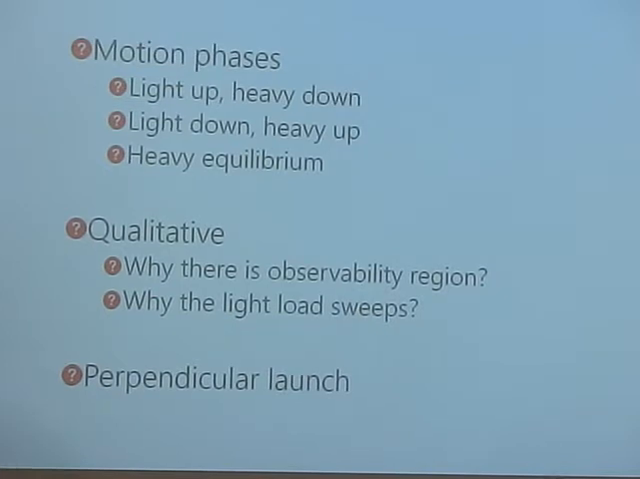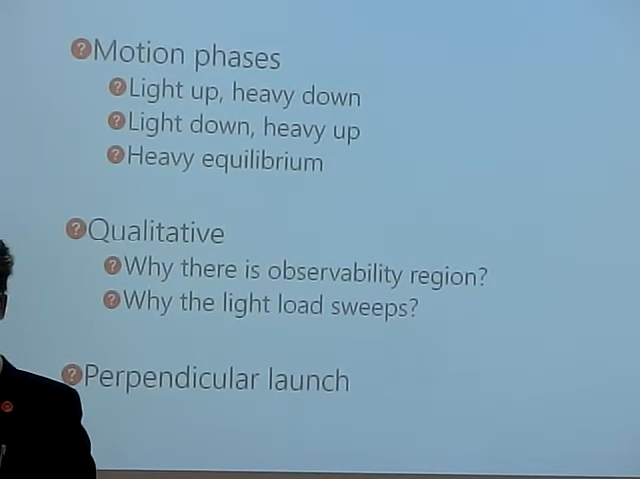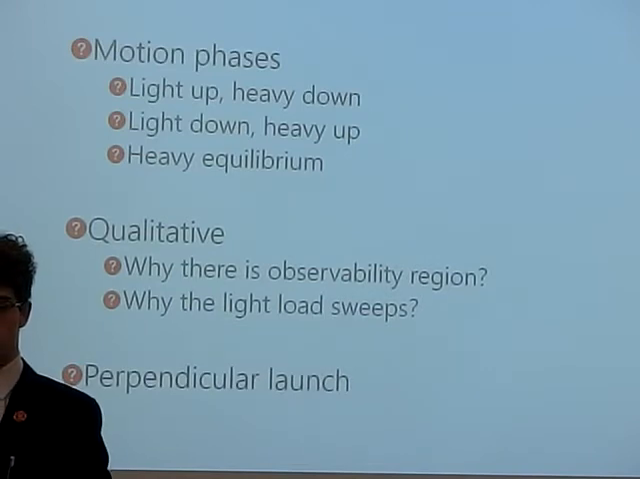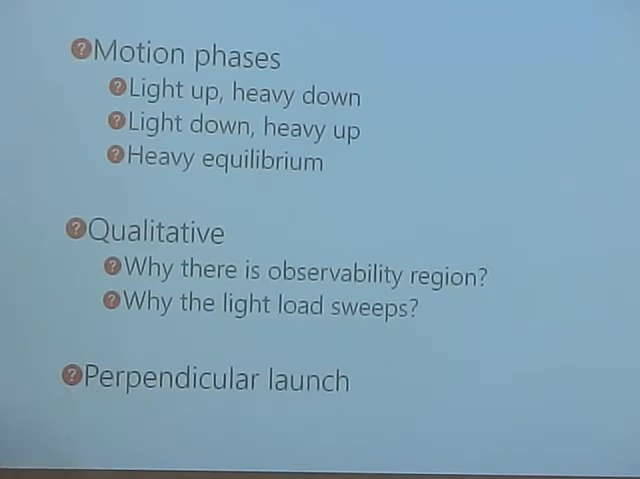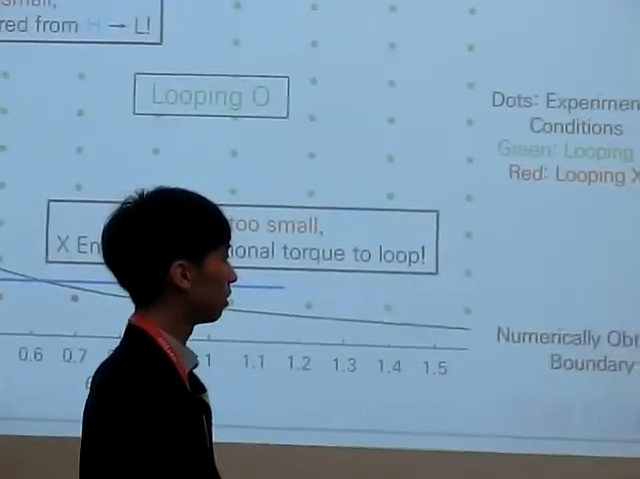Okay, but don't you think that it will be better to investigate what was asked in the problem statement? So the problem statement tells that the light load could stop the heavy one. So could your theory predict the motion, the observability region for the phenomenon which was given in the problem statement? Why, when the light load will stop the heavy one falling down for a long period of time?